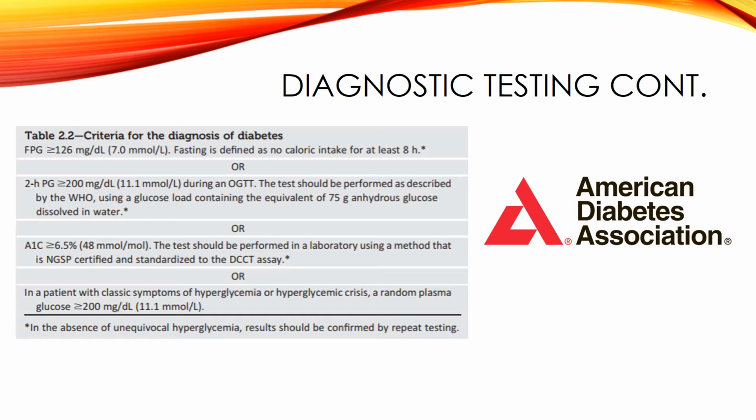Diagnostic criteria are a fasting plasma glucose greater than or equal to 126, a 2-hour plasma glucose of greater than or equal to 200, an A1C of greater than or equal to 6.5%, or in a patient with classic symptoms of hyperglycemia or hyperglycemic crisis, a random plasma glucose of greater than or equal to 200.